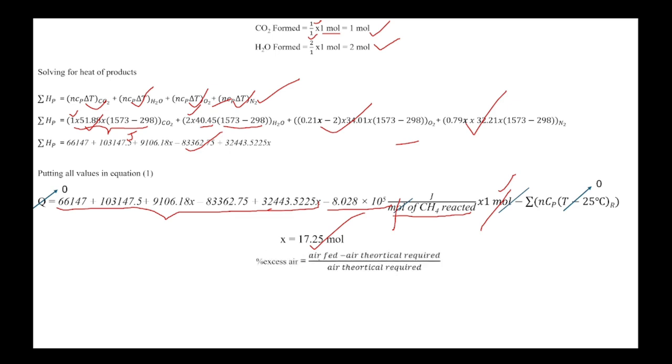So percentage excess air is air fed minus air theoretically required, divided by air theoretically required. For air theoretically required, 2 moles theoretically reacted, and for air we have to divide by 0.21, so 9.52. So the percentage excess air is this, 81.2%.